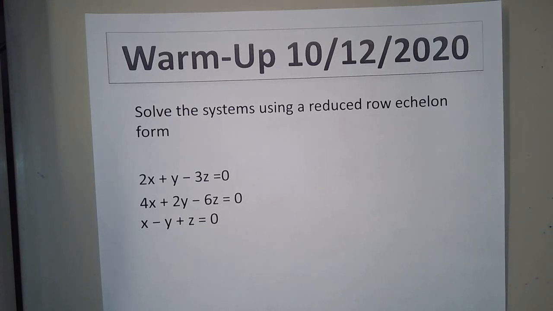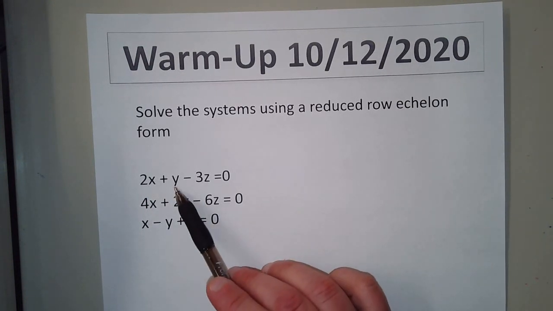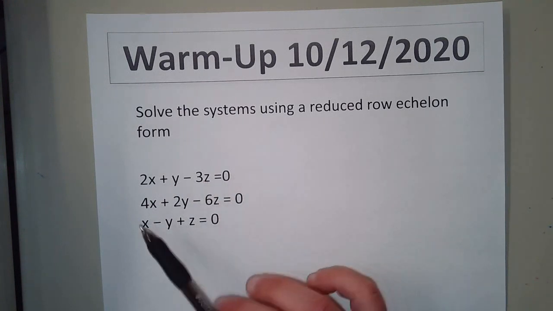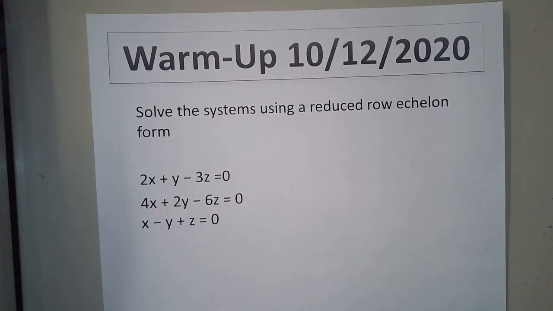Okay, let's take a look at the warm-up for today. We got solve system using reduced row echelon form. So in other words, this is using your matrix and your calculator to get this set up and solved. So first thing we check is these do need to be in standard form. So x, y, z, then a number, x, y, z, then a number, x, y, z, then a number. So all three of these are already in standard form, so you don't got to do any moving around.